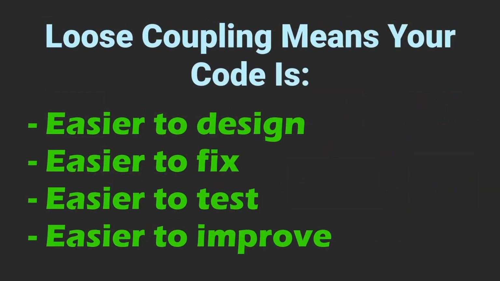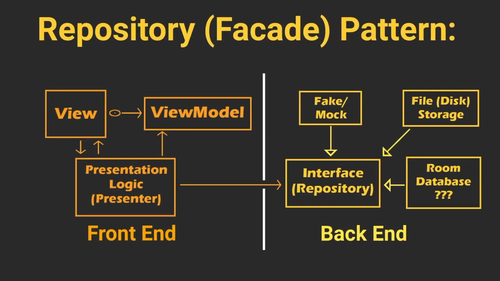These benefits are a result of building software systems which are loosely coupled, and the repository or facade pattern is an easy way to promote loose coupling. In fact, interfaces in general tend to promote loose coupling. Now, don't feel the need to use this pattern everywhere. A good general rule is to use them in significant architectural boundaries. In this case, I am using them as a boundary between the front end and the back end of this application.